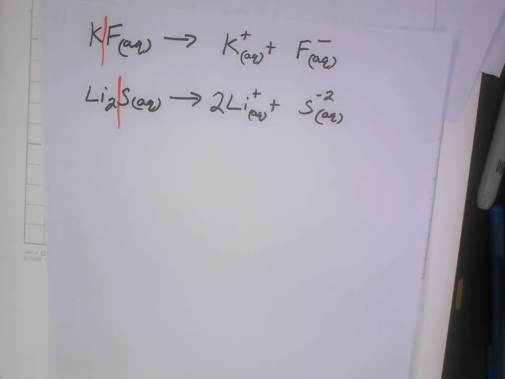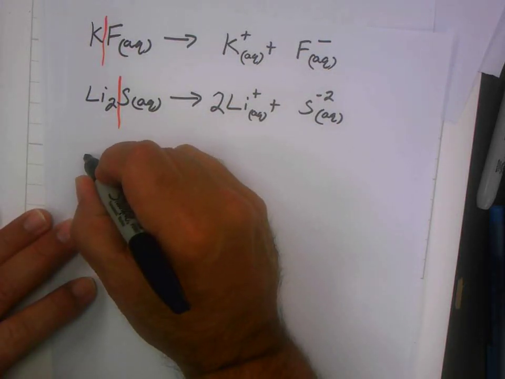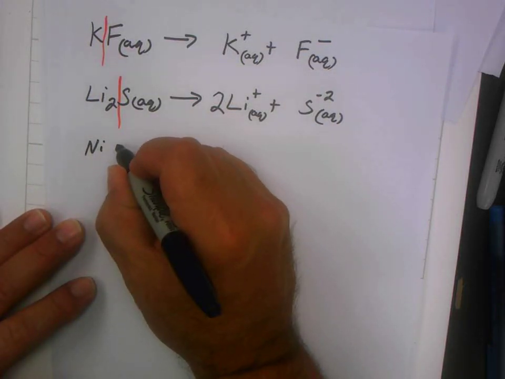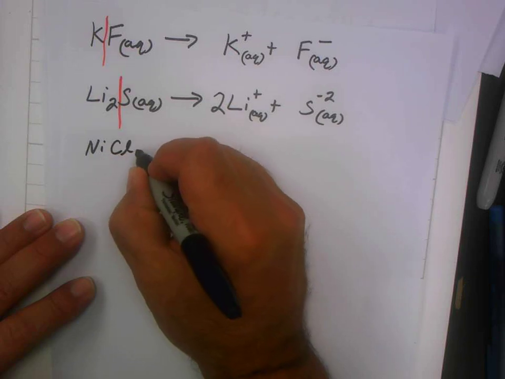Any questions so far on these? These were the easy ones because they're made up of two elements. Although, I guess they don't get that much harder. All right, the third one, NiCl3.